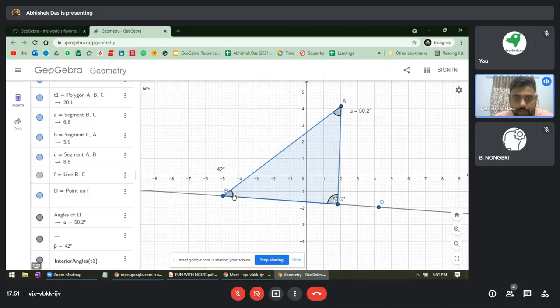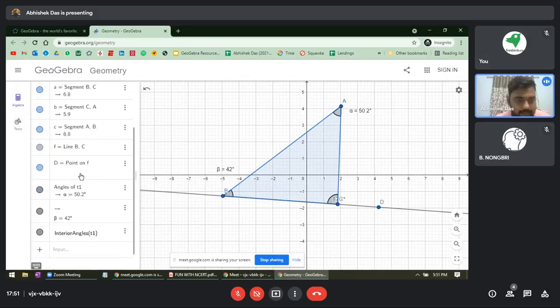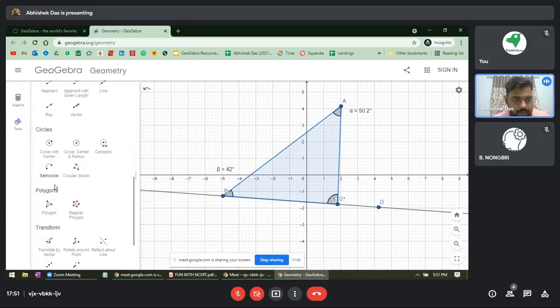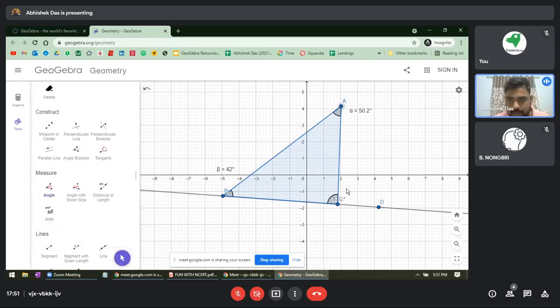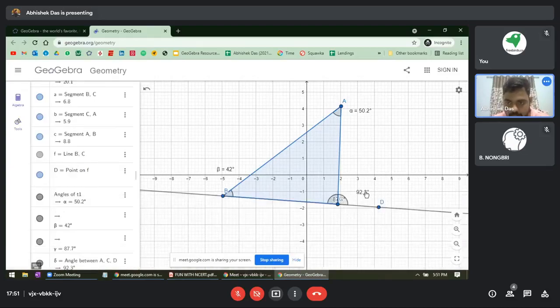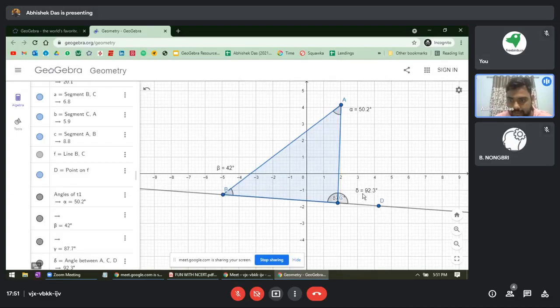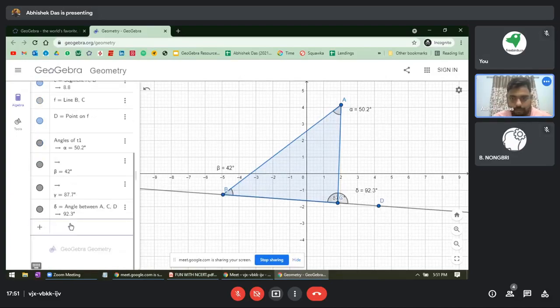It is labeled alpha and this is labeled beta. And I need to find out this angle ACD also, which is the exterior angle, right? Now, to find out this angle, what we can do is click on this angle again, click on A, C, and D, and this will give the angle to be 92.3. Right? Let me figure out what is the name. Okay. This delta.